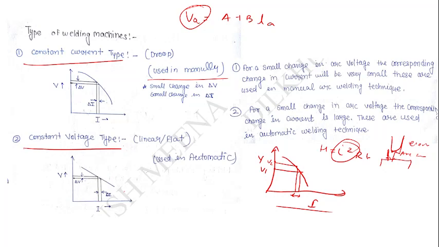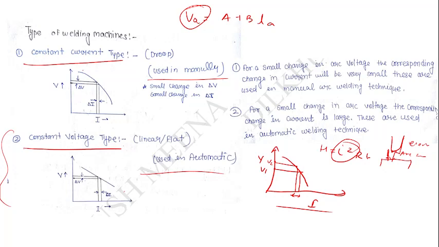When an automatic welding process is happening, then you can use a constant voltage type of machine. But when you're doing it manually, there are lots of joining processes where you will not be able to use a machine. You have to do joining or welding manually. So then you will use the constant current type.